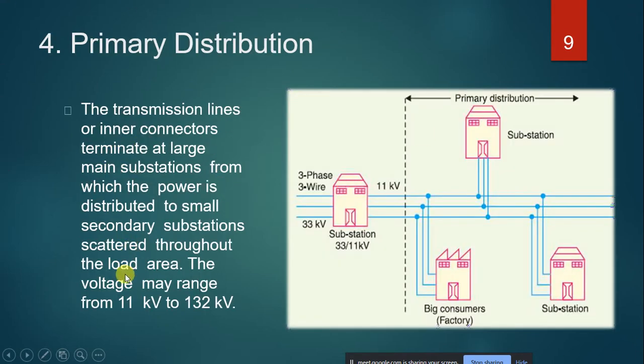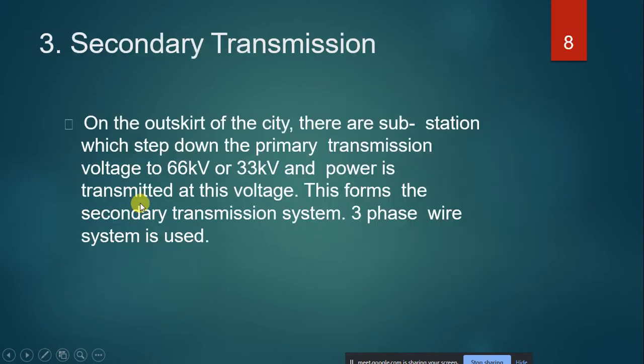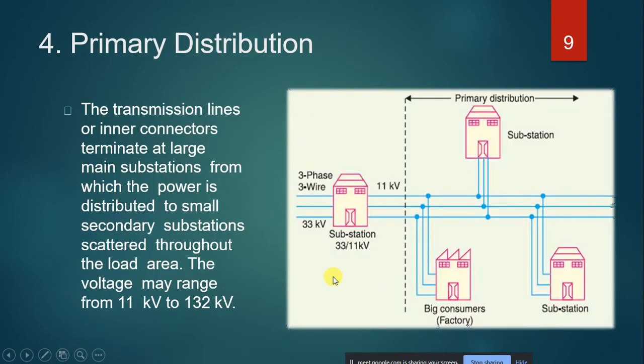Primary distribution. Whatever has been obtained as 33 kV in the substation is transferred to the primary substation, which is the 11 kV substation. This transmission is called primary distribution. The voltage in this case might vary from 11 kV to 132 kV. Generally, all the primary industries require such huge power, because in industry the consumption is very huge.